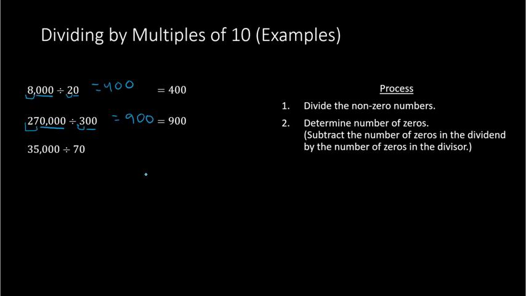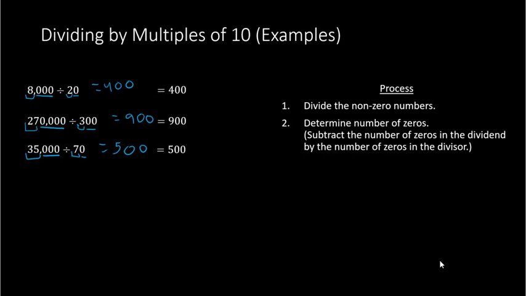Another example, we have 35,000 divided by 70. To do this, we can take the 35 and the 7, the non-zero parts, and 35 divided by 7 is 5. And over here we have 3 zeros. Over here is 1. 3 minus 1 is 2. That gives you 2 zeros, which is 500. So your solution is 500.